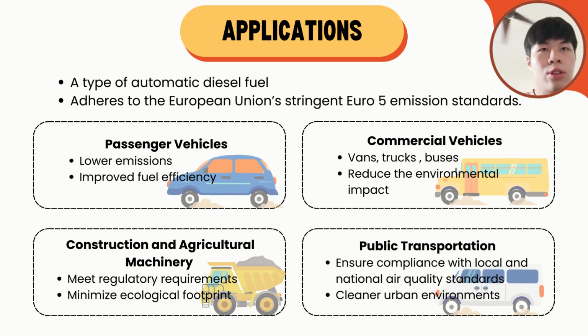So next is construction and agriculture machinery. So diesel powered construction equipment and agriculture machinery often use diesel Euro 5 to meet regulatory requirements and minimize their ecological footprint. So the last is public transportation. So the buses and other forms of public transportation utilize diesel Euro 5 to ensure compliance with local and national air quality standards, contributing to cleaner urban environments.